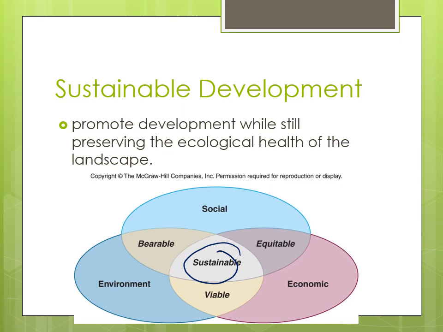So if you look here, sustainable is in the center of this triple Venn diagram, meaning that it has to be bearable and viable on the environment. It also has to have some kind of social need. The economy, it has to be viable for the economy. So you're going to have to be able to make some money off of it, not destroy the environment, and people are going to need to want it in order for it to be sustainable.